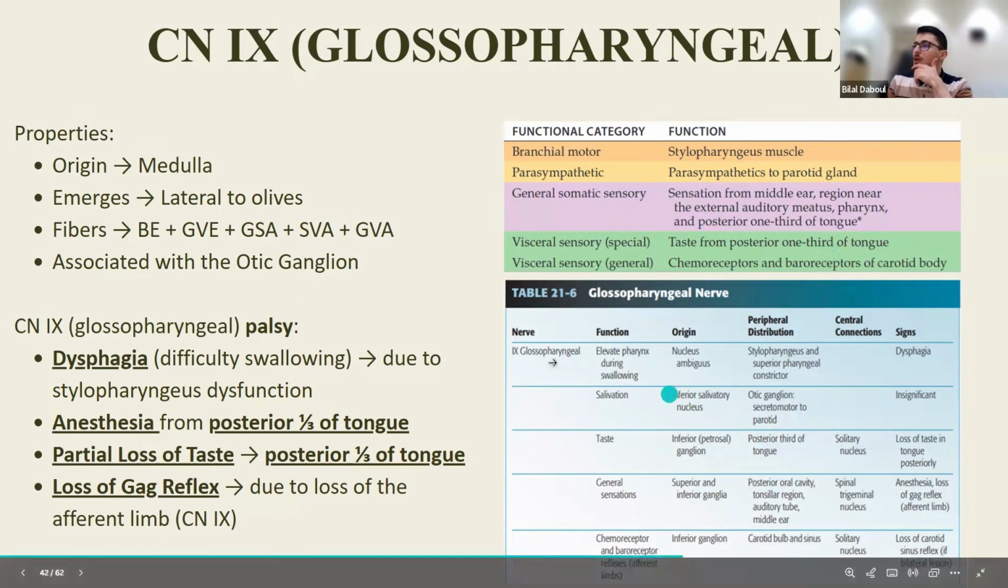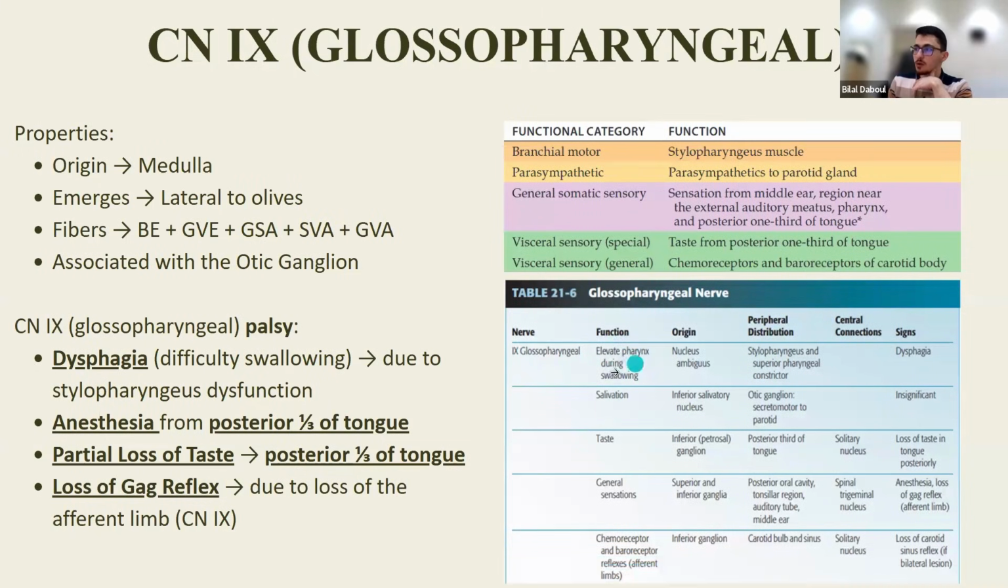And yeah, that's it. So we have the glossopharyngeal. Again, in terms of functions, it elevates the pharynx during swallowing. It's supplied through the nucleus ambiguus. We said that the nucleus ambiguus supplies both the glossopharyngeal and vagus, primarily responsible for supplying the muscles of the pharynx and the larynx. But through the glossopharyngeal at least, it only supplies the stylopharyngeus muscle. Again, signs include mild dysphagia.